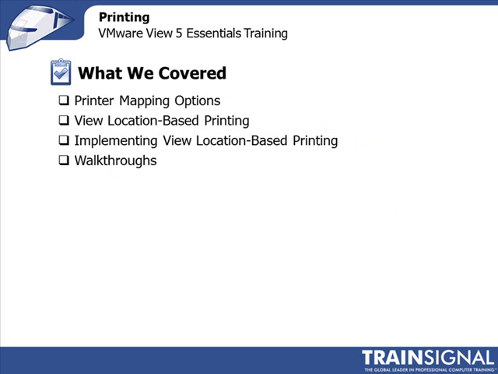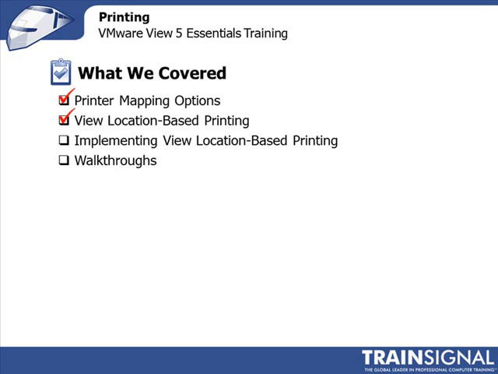So let's wrap up with a quick review of this lesson. We started by talking about the different options that you can use for mapping printers into your users' virtual desktops. This included using a login script, using Active Directory to deploy your printers, using the thinprint.net technology to redirect printers from the client machine to the virtual desktop, and utilizing the View location-based printing functionality within Active Directory to map network printers into your View desktops.